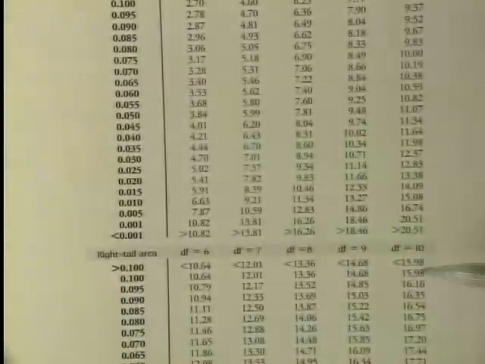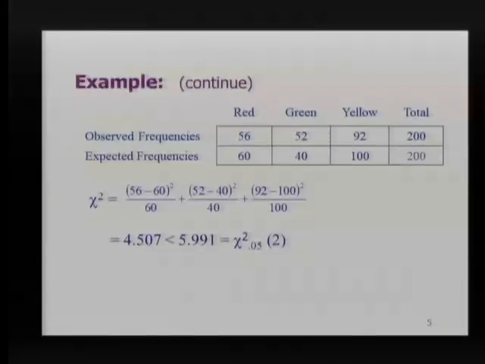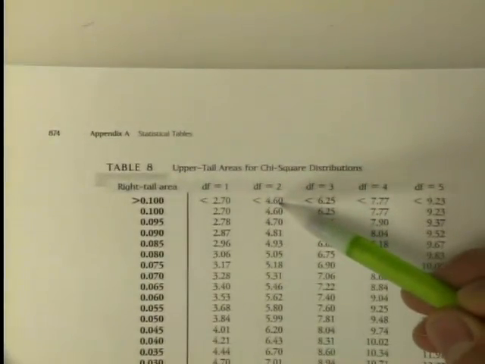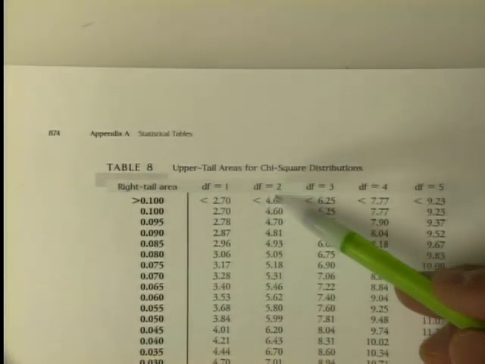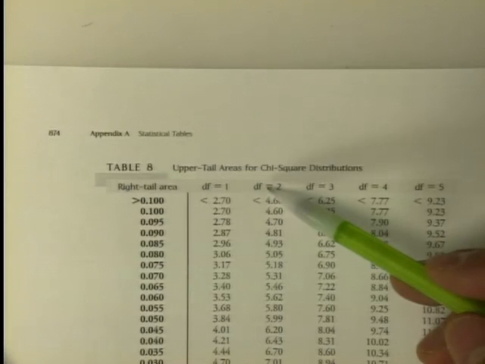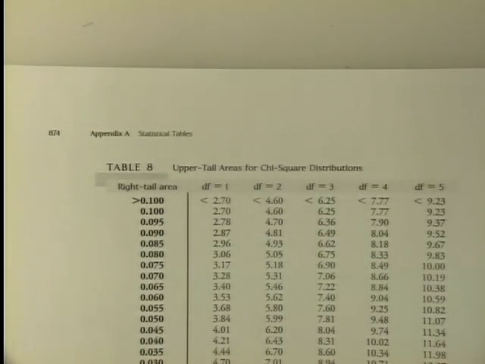Now, in our case, we have 4.507. If you come back to this table, the smallest we have is 4.6, and for this one, its tail area is greater than 0.1, right? So if you have a number that is 4.5, its right tail area should be bigger than 0.1. So if it's bigger than 0.1, that means bigger than 0.05. So you fail to reject the null hypothesis. Does it make sense? Your chi-square score is just not big enough.